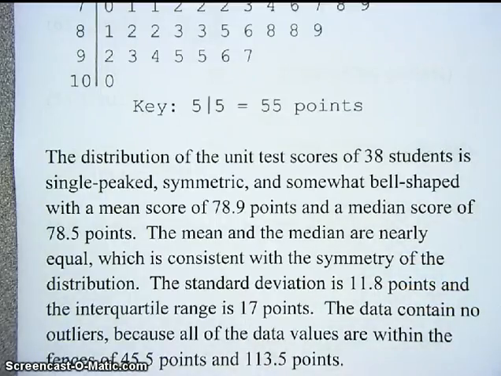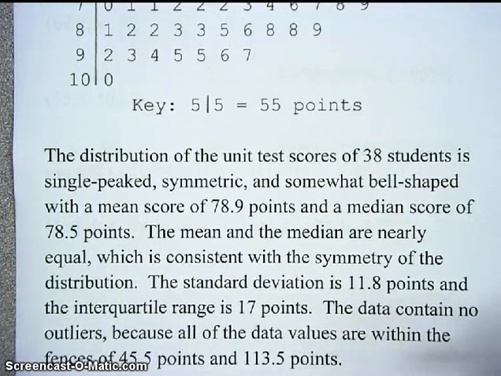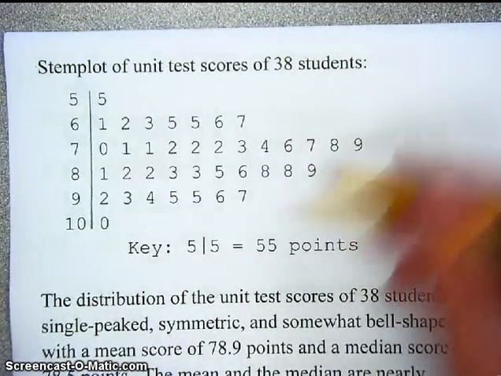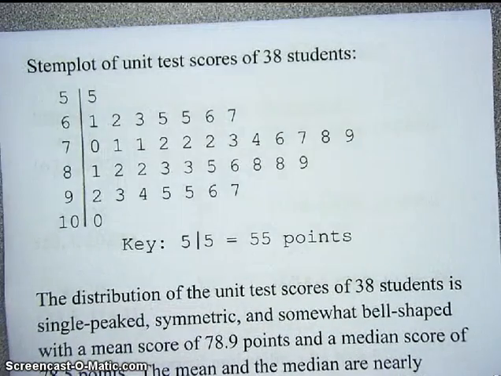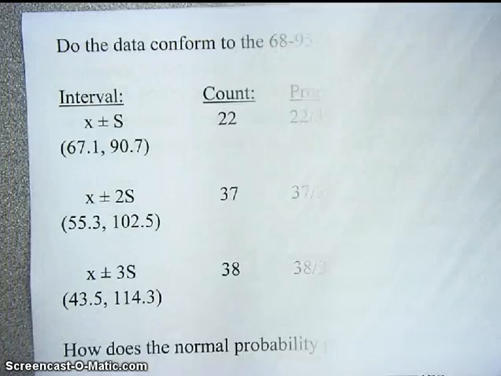The data contain no outliers because all of the data values are within the fences of 45.5 points and 113.5 points. So far so good. We have a distribution that looks approximately like a normal distribution. Now let's check the 68, 95, 99.7% rule.